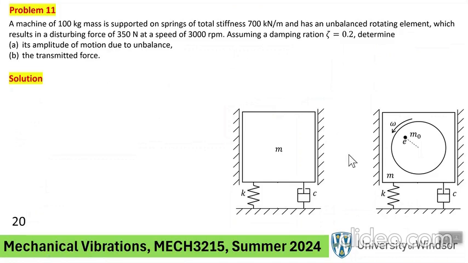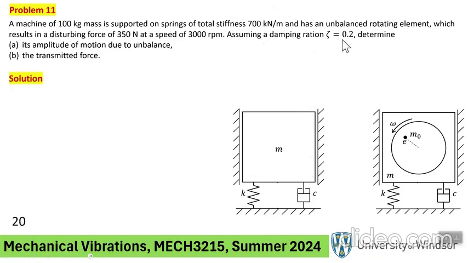Okay, our last problem is a rotating unbalance problem. We have a machine that's 100 kilogram in total mass, and is supported by a spring here whose stiffness is given there, and there is a rotating unbalanced element which results in a maximum 350 Newton force on the support at the speed of 3000 rpm. Now this requires some explanation, and we'll come back to that in a second.